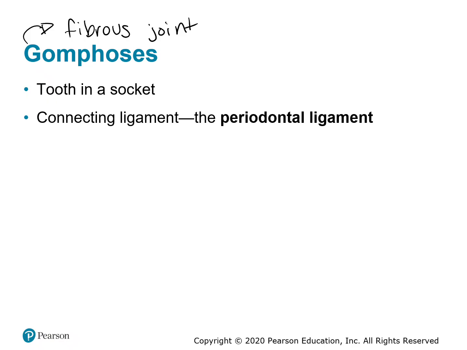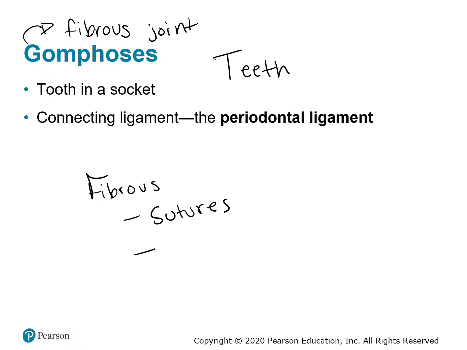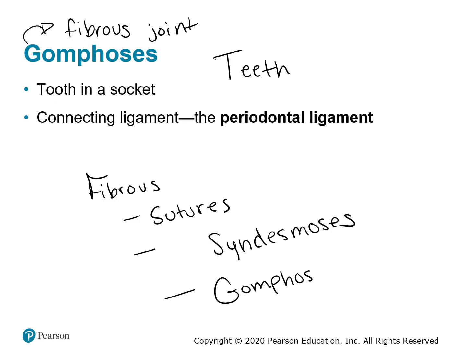Okay. Only place that you're going to see gomphoses is in your mouth. With your shiny teeth in you. Shiny teeth, shiny teeth. Okay? So your fibrous joints are going to be sutures, syndesmoses, and gomphoses. Okay?